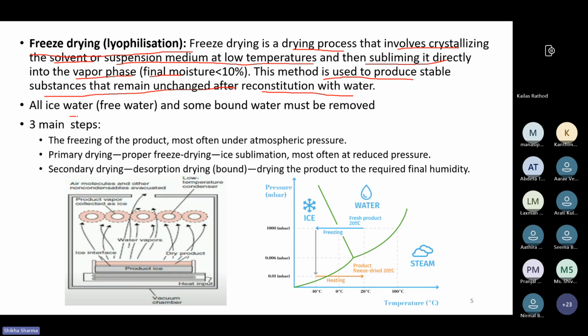So all the water, which is in the form of free water and some bound water, will be in the ice form, and through the freeze drying process we are able to remove all the free water and some of the bound water. Mainly three steps happen in freeze drying.